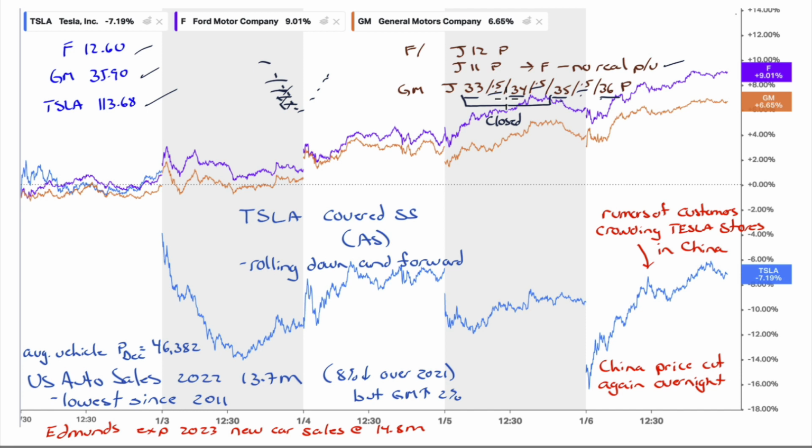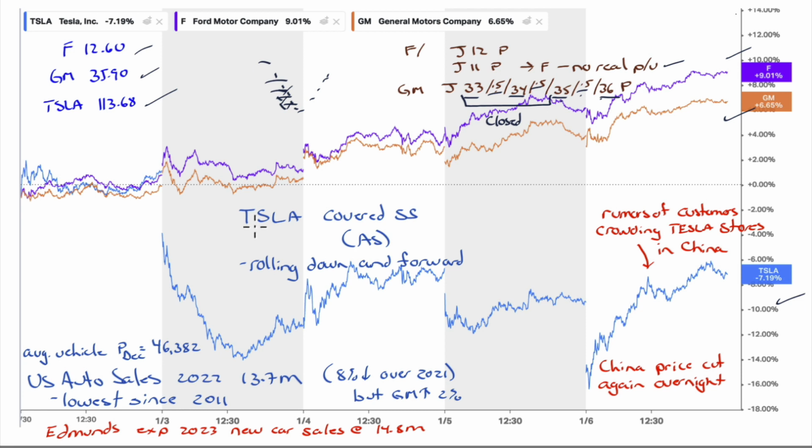It just has to keep trading in a range, and as long as it keeps its volatility above 30%, it's just nice to keep selling these premiums on the way down and on the way up. If you're owning the shares, selling calls on the way up. Over the course of the week, Ford's up 9%, GM's up 6.65%, Tesla down another 7.19% over the week.